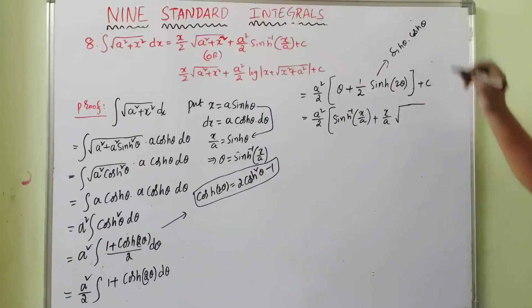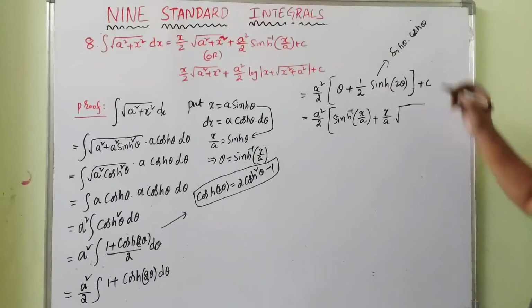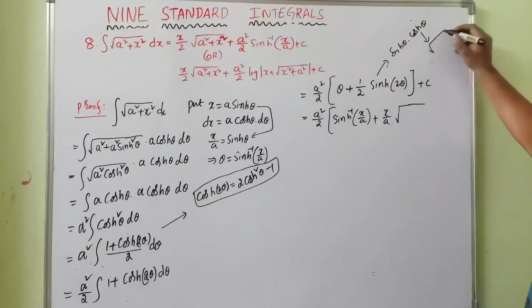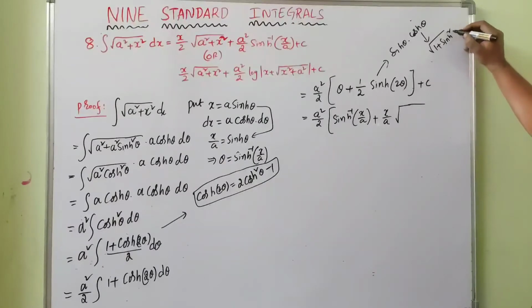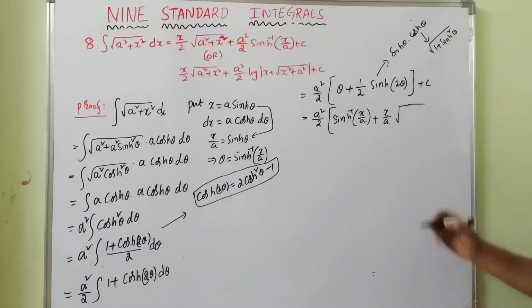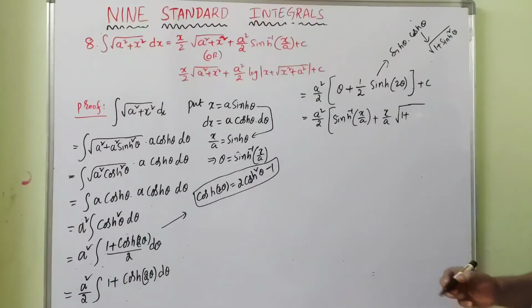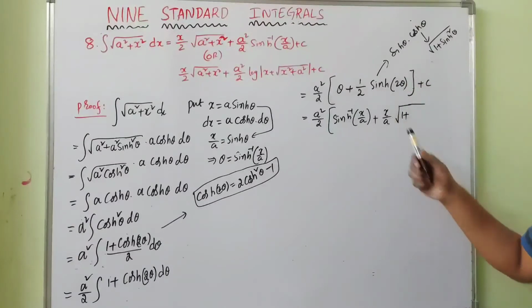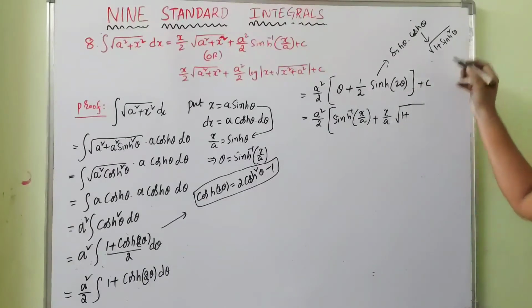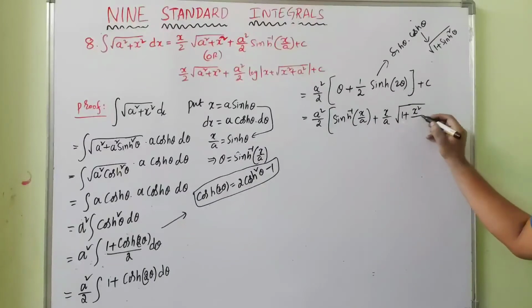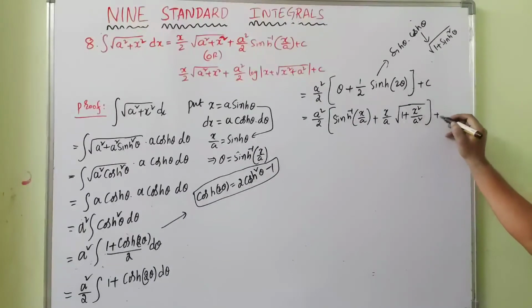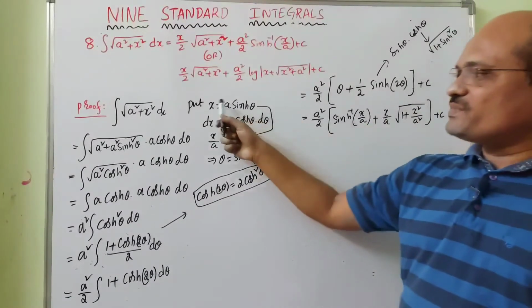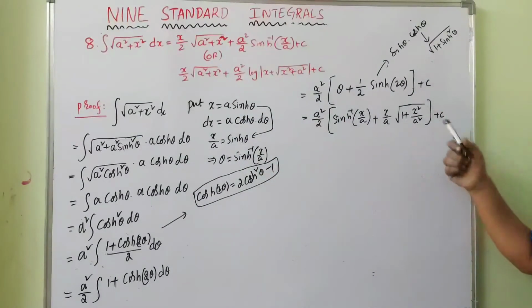Now we have to write cosh theta in terms of x. In hyperbolic functions, the formula for cosh theta is root of 1 plus sinh square theta. Plus comes here: root 1 plus sinh square theta. Sinh theta is x by a, no? So x by a whole square comes. So x square by a square.